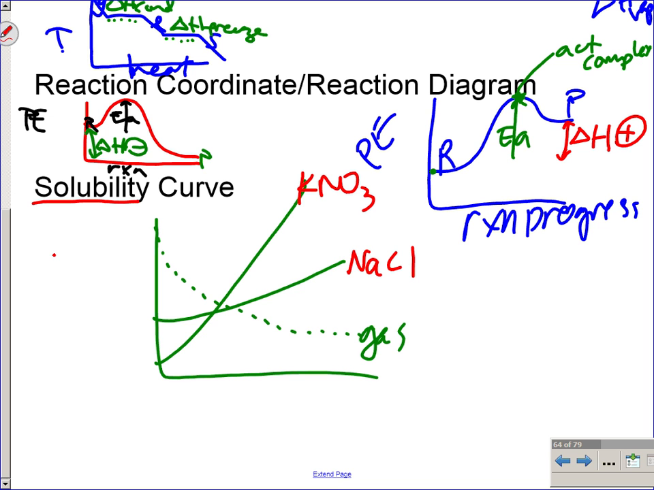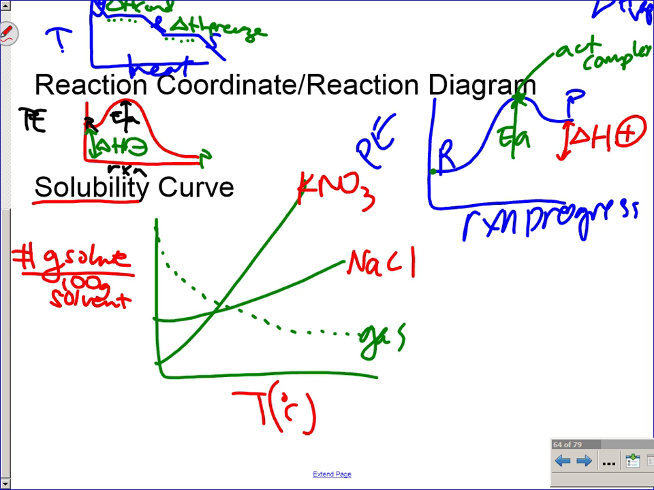What's on the Y? No, temperature's down here. Okay, this is in degrees Celsius. And then this would be grams of solute per something about the solvent. I'm going to tell you, it's 100 grams. 100 grams of solvent. So basically it's saying how many grams of solute can dissolve in 100 grams of solvent.